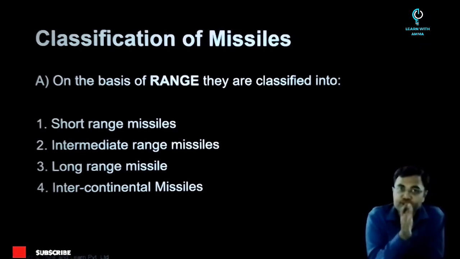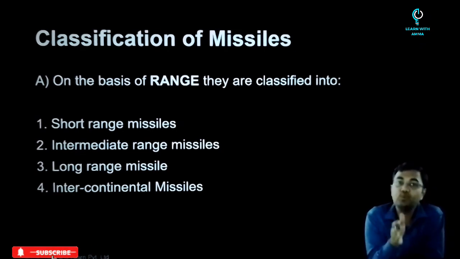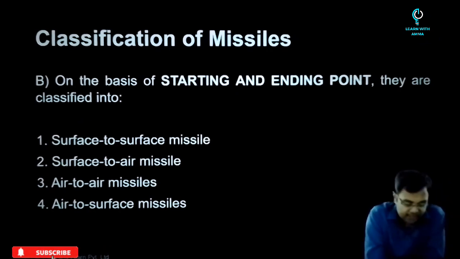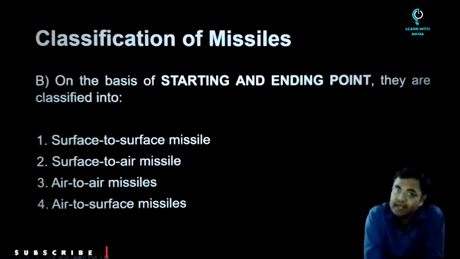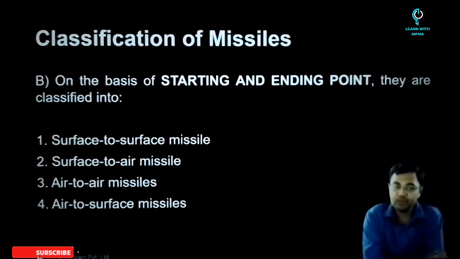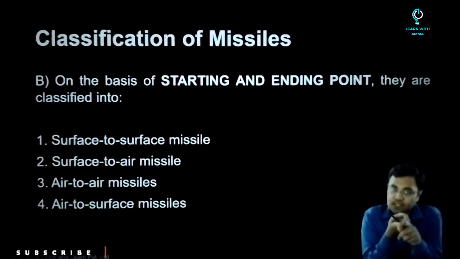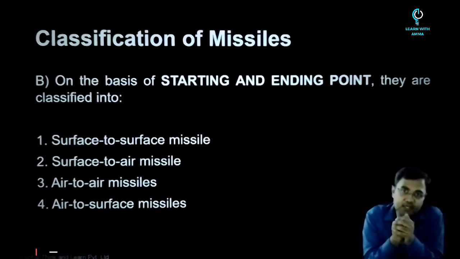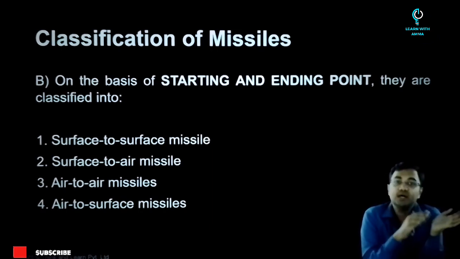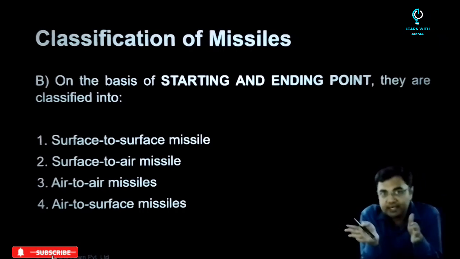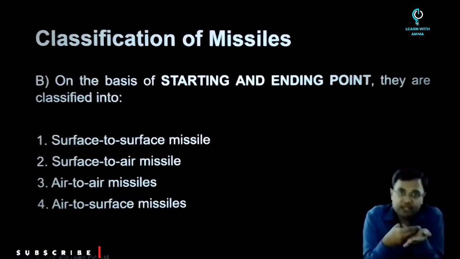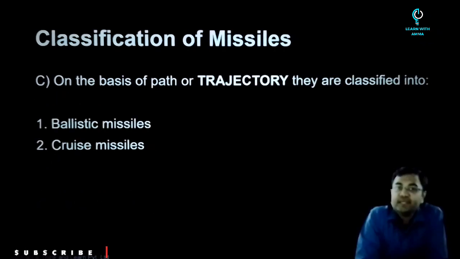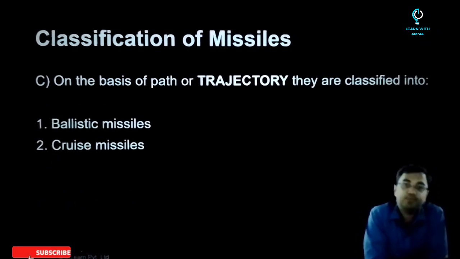Now even the meaning of short range missiles changes according to what kind of missile we are talking about. Another classification that we'll have a look at is the starting and the end point. Depending on the starting and the end point, you can talk about a surface to surface missile, a surface to air missile, an air to air missile, or an air to surface missile. All these are possibilities, right? There are even missiles which can be launched from a submarine. That will be another category of missile. So depending on the starting point and the end point, this is another way in which we can classify the missiles. Now the next way to classify the missiles is on the basis of path or trajectory.